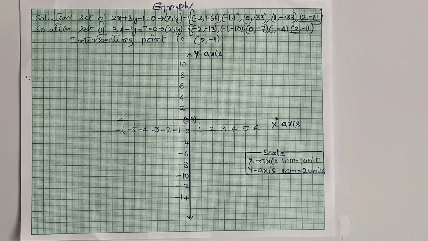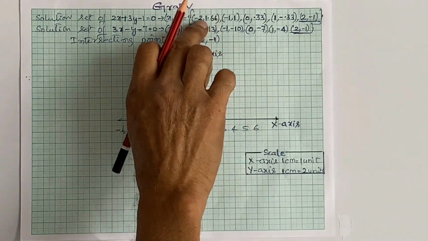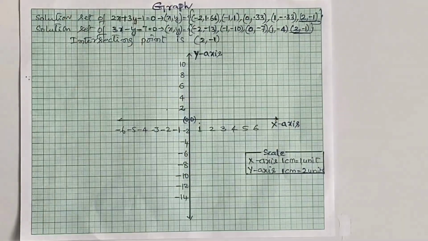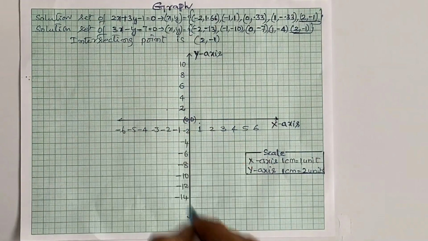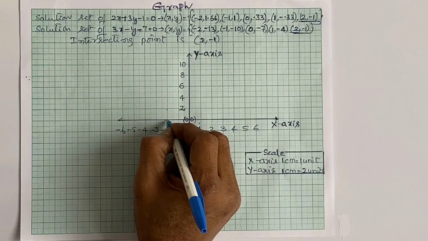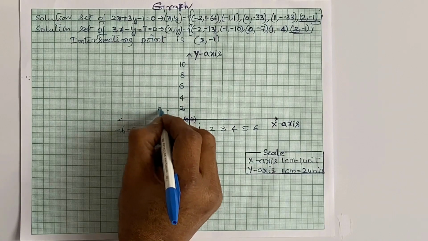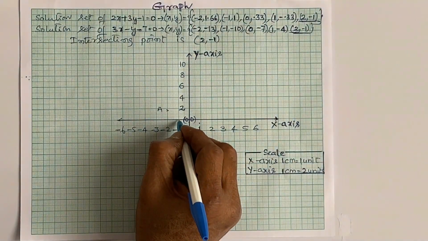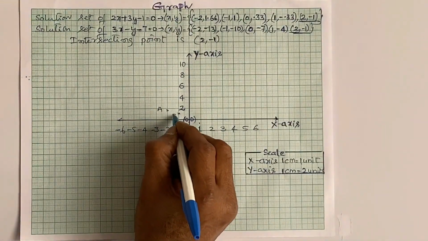We will draw the graph of 2x plus 3y minus 1 is equal to 0. Minus 2, 1.66. I will take the pen because it is easy to identify, but you have to draw with pencil only. Minus 2, 1.66 will be here. I am taking point A. Next, minus 1, 1: minus 1 on the x-axis, 1 on the y-axis. Here, this is point B.